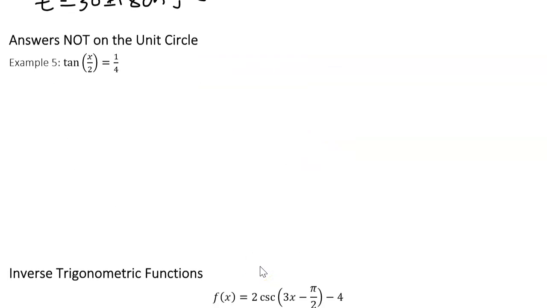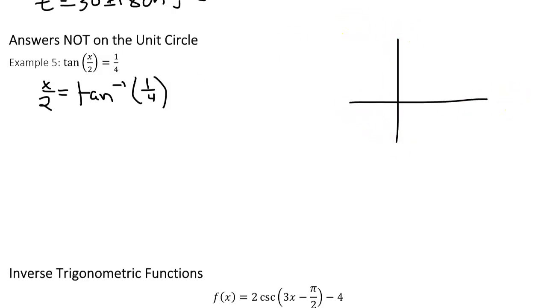Now let's look again at an example where the answers are not on the unit circle. Rely heavily on your inverse trig here because this is also a compound function. Use your calculator set in degree mode to find the inverse tangent of 1/4. I'm getting that this is about 14 degrees, which is pretty small and located in quadrant 1.